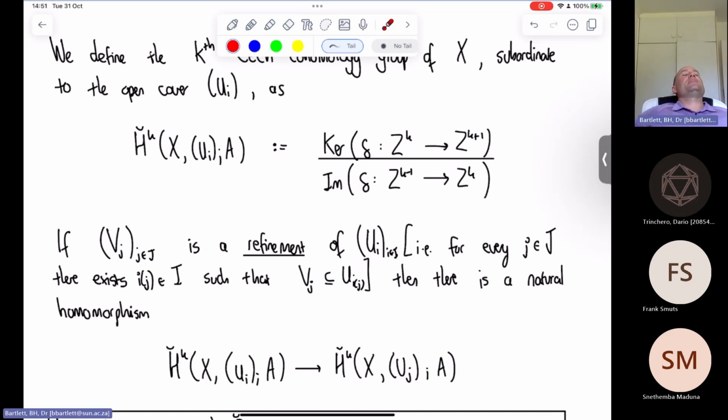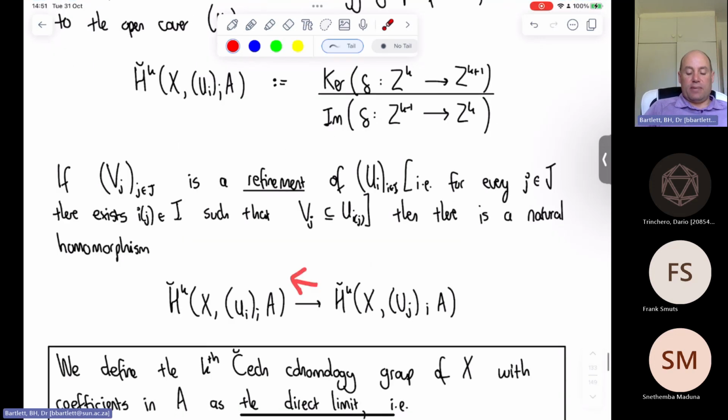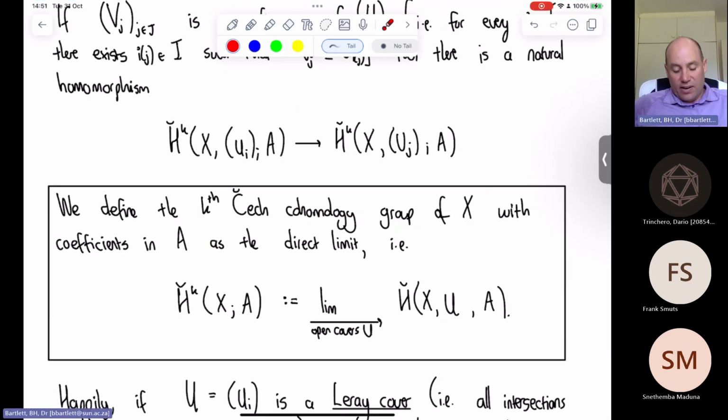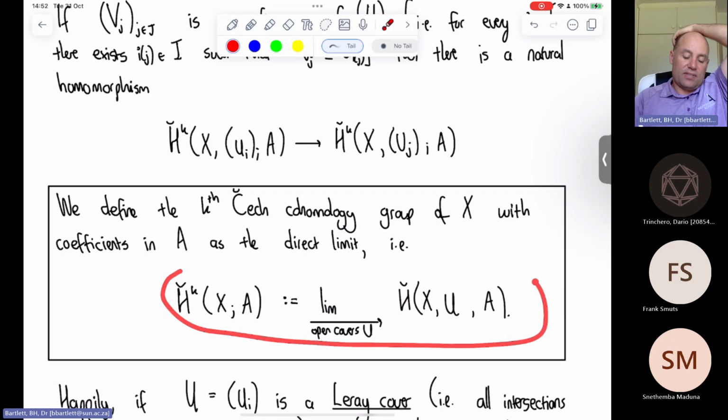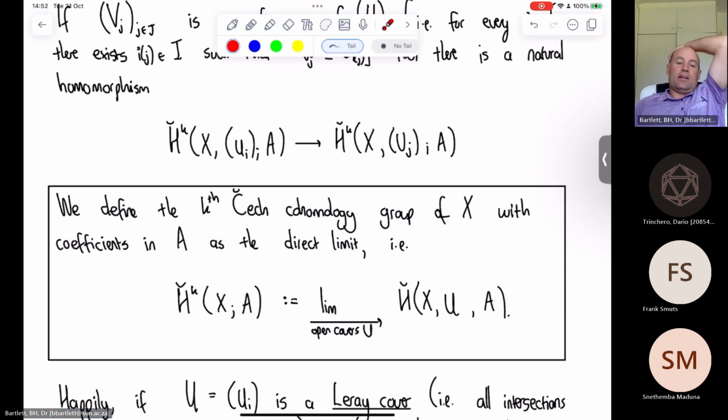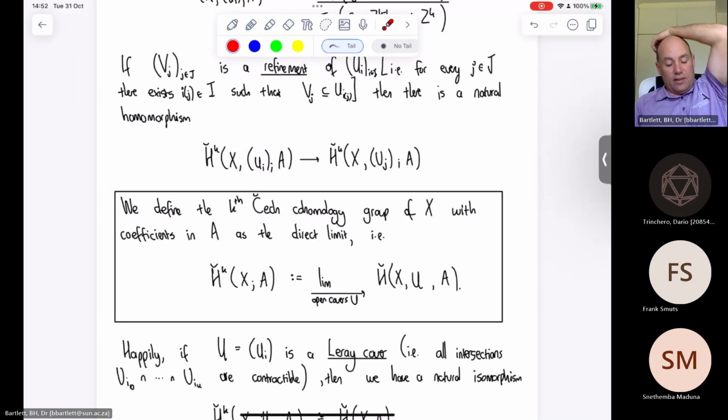Is that right? Let me just think about that for a second. I'm a little bit worried about that. It should be contravariant. I feel like this map should go the other way, but we'll check that afterwards. So we define the kth check cohomology group of X, with coefficients in A, as the direct limit over all these maps. So you know in category theory, you have this idea of taking the direct limit. And that's what I'm doing here. That way I'm getting rid of this dependence on the open cover.